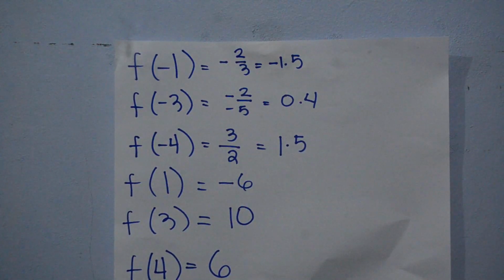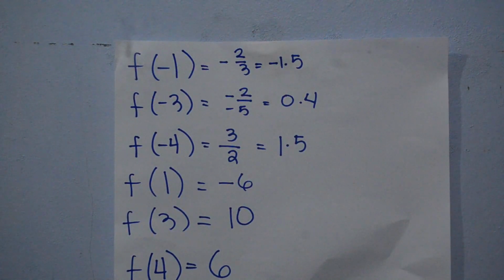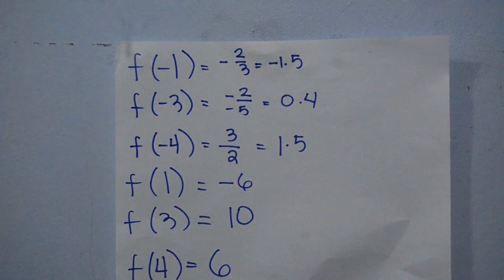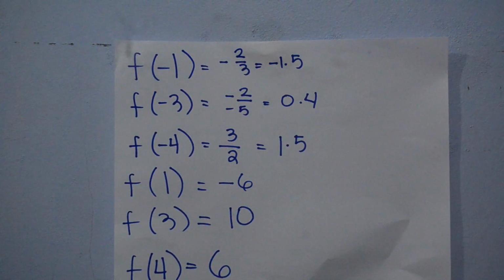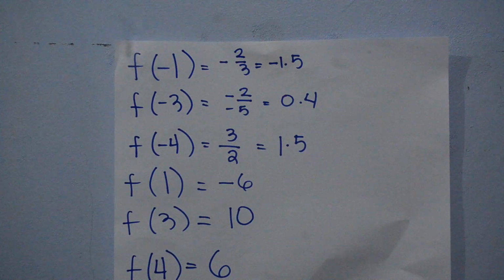To recall, our test points are: f of negative 1 is equal to negative 2 over 3, or negative 1.5. f of 3 is equal to negative 2 over negative 5, or positive 0.4. Next is f of negative 4 is equal to 3 over 2, or positive 1.5. f of 1 is equal to negative 6. f of 3 is equal to 10, and f of 4 is equal to 6. Now, we are ready to graph.